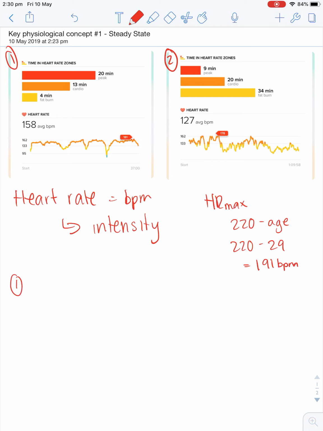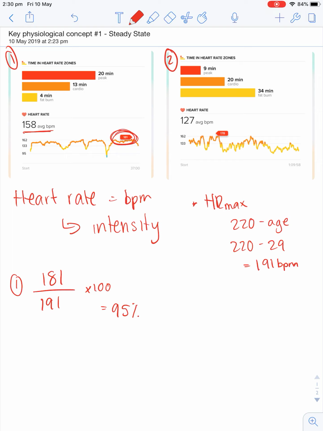In graph 1, I can see that my maximum heart rate that I got to was 181 beats per minute. My average across the whole session was 158. If I wanted to calculate the percent of my maximum heart rate that I was working at, this is how I would do it. I was working at 181 beats per minute, and I divide that by my maximum heart rate. And then I times that number by 100. That equals 95% of my heart rate max.